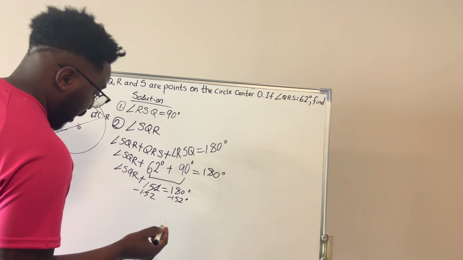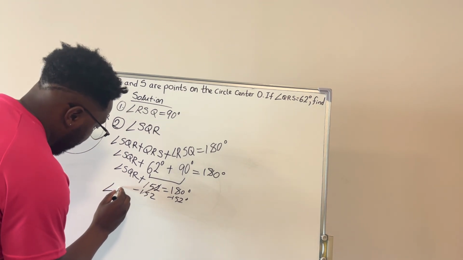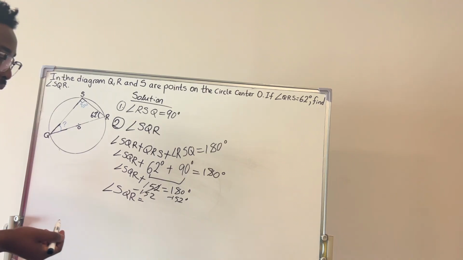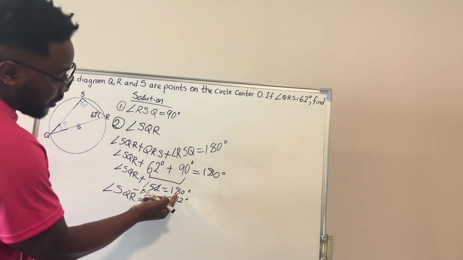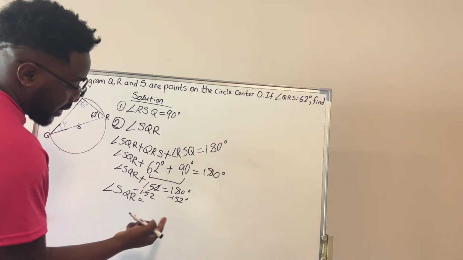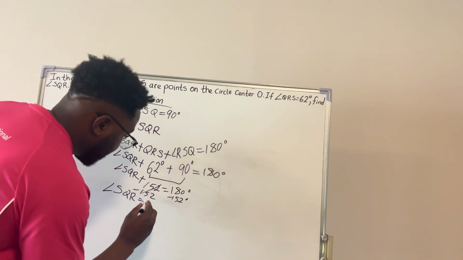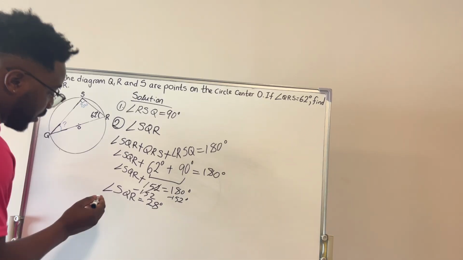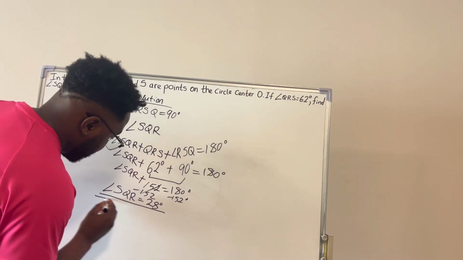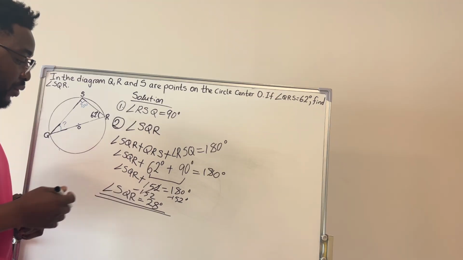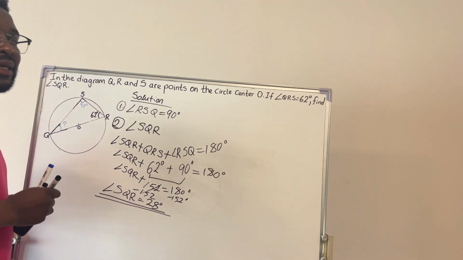So those two cancel out and we'll be left with angle SQR equal to 180 minus 152. What does that give us? That gives us 28 degrees. So we have now found our angle SQR, which is 28 degrees.